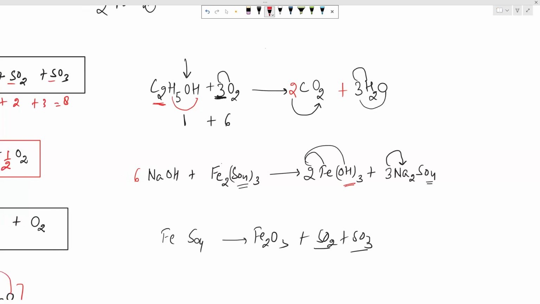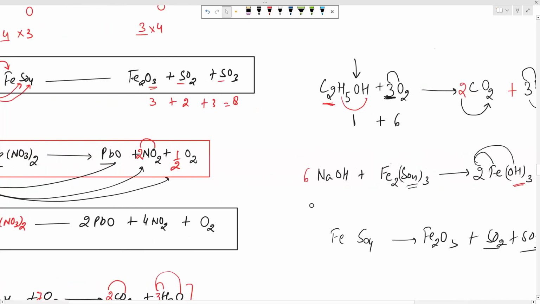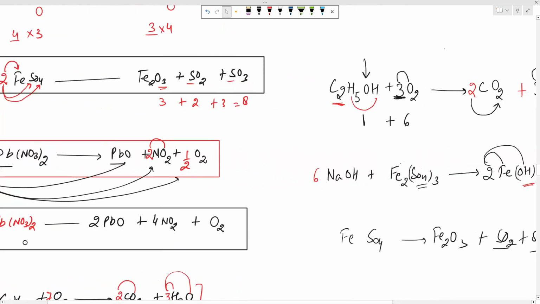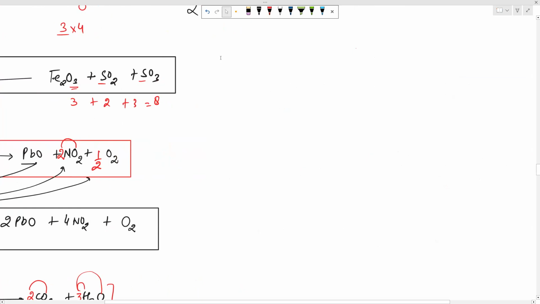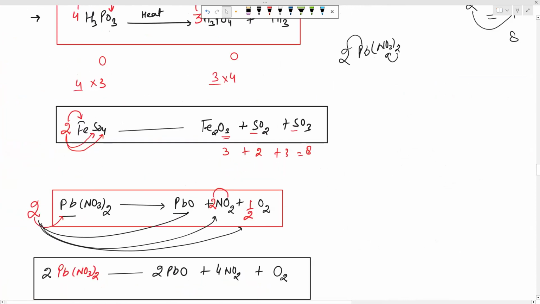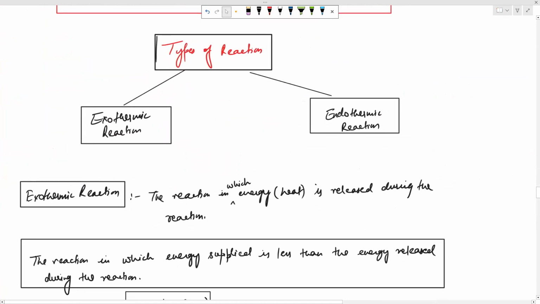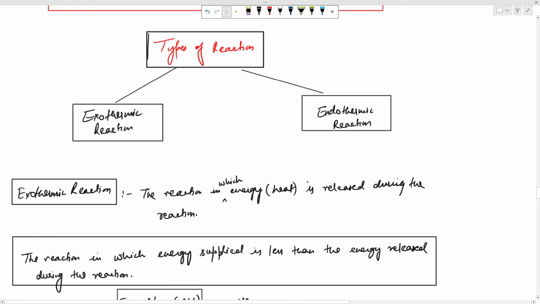Okay, let's move to the next type of part, that is exothermic and endothermic reactions. The reaction in which energy is supplied is called an endothermic reaction. On the basis of the energy released during the reaction, we have divided chemical reactions broadly into 2 categories: exothermic reaction and endothermic reaction. So note it down: types of reaction, exothermic and endothermic reactions.